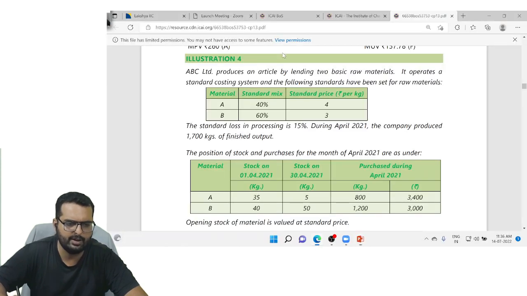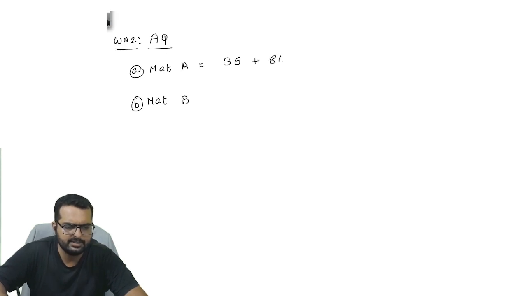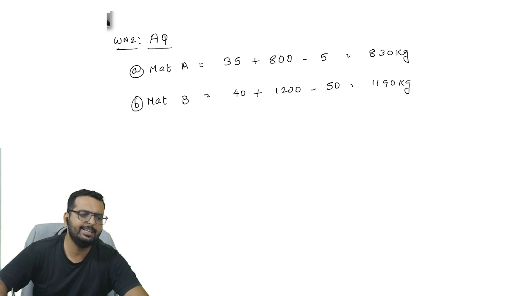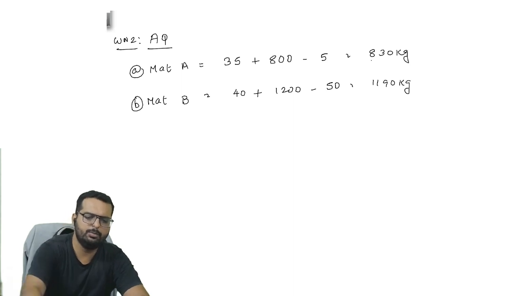Opening stock 35 plus purchase is how much? 800 minus closing stock is how much? 5. Do I get the answer as 830 kg for the first one? Material B will be 40 plus 1200 minus 50. So what is the answer you will get? 1190 kg. Please write down this in your books.